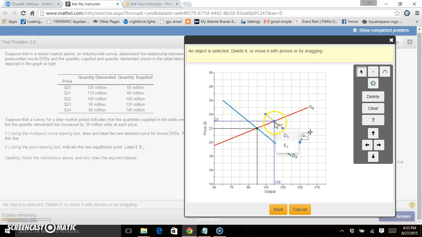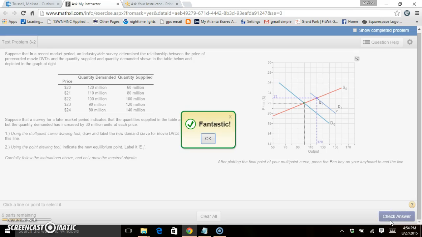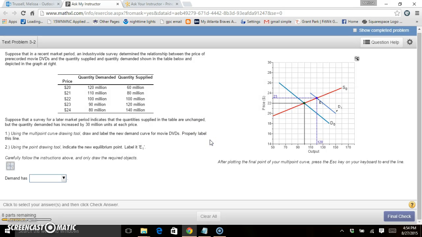Oops, I think I clicked the wrong thing. So click these question marks, there we go, and label it E1 because that's equilibrium, my new equilibrium E1. And then click save. And now we'll check that. And it says we're good. Excellent.